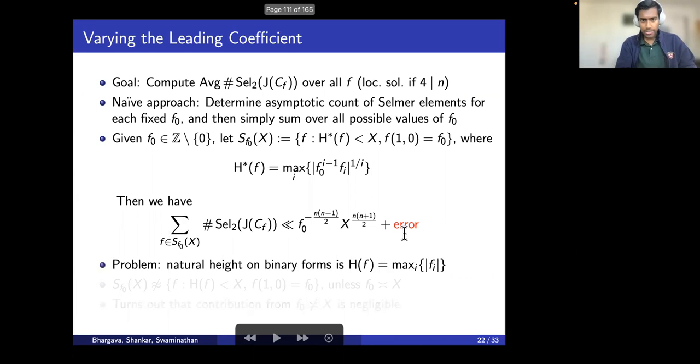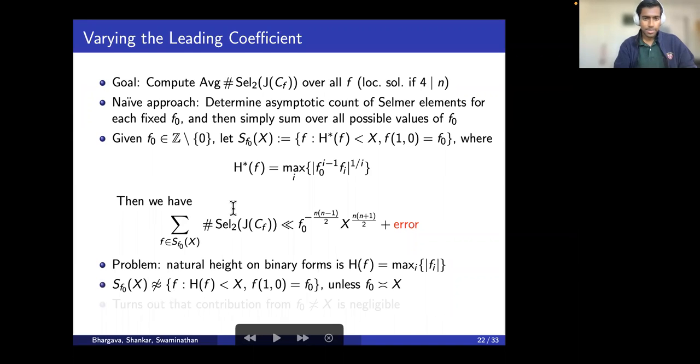Now, there's a problem, which is that if we're trying to vary the leading coefficient, well, you look at this height function, it depends on the leading coefficient in a terrible way. So that looks really bad. We would like to use a more natural height on binary forms. For example, we would like to use the height function that's just the maximum of the coefficients.